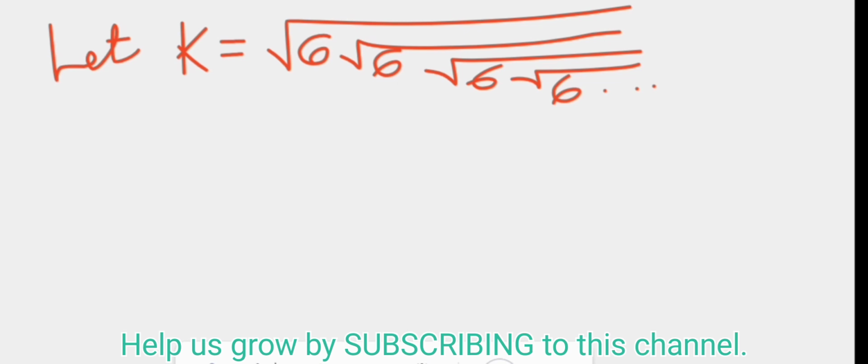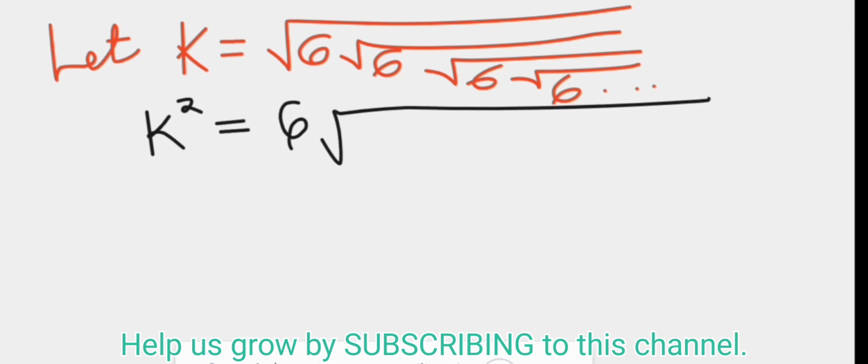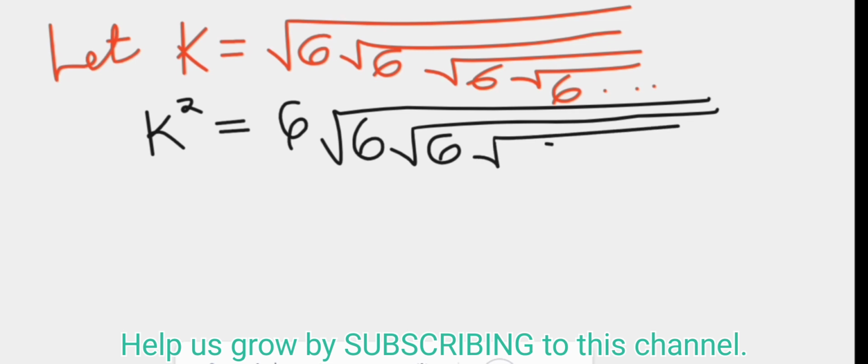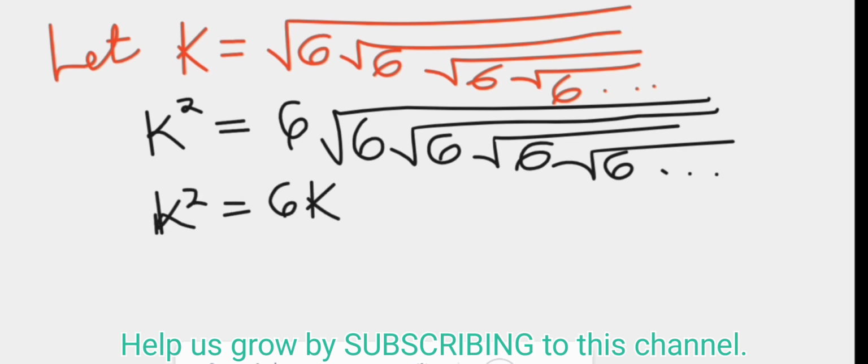Then we square both sides, so that on the left hand side we have k squared. As usual, squaring only affects the outermost square root, which means we are going to have 6 times the nested radical again, square root of 6 times square root of 6 times square root of 6 times square root of 6, which also continues indefinitely. Then this can be written as k squared equals 6k, as the nested radical that we have on the right hand side has been represented by k.